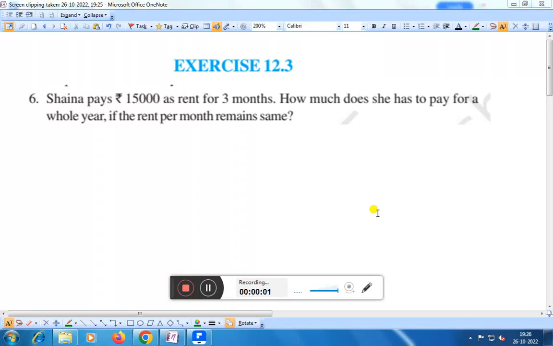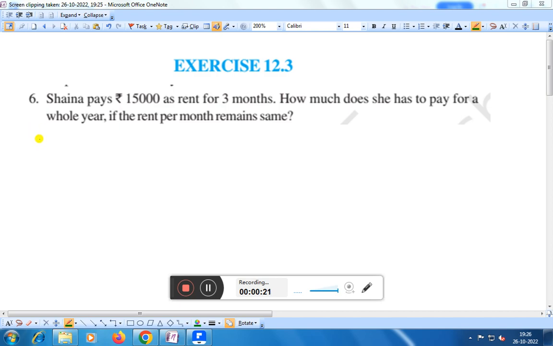Hello everyone. Today I shall discuss exercise 12.3 question number 6. Saina pays rupees 15,000 as rent for 3 months. How much does she have to pay for a whole year if the rent per month remains the same?